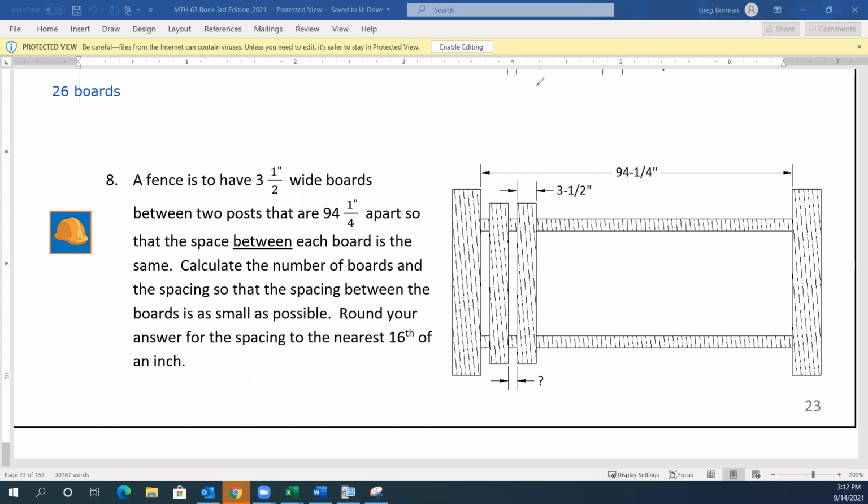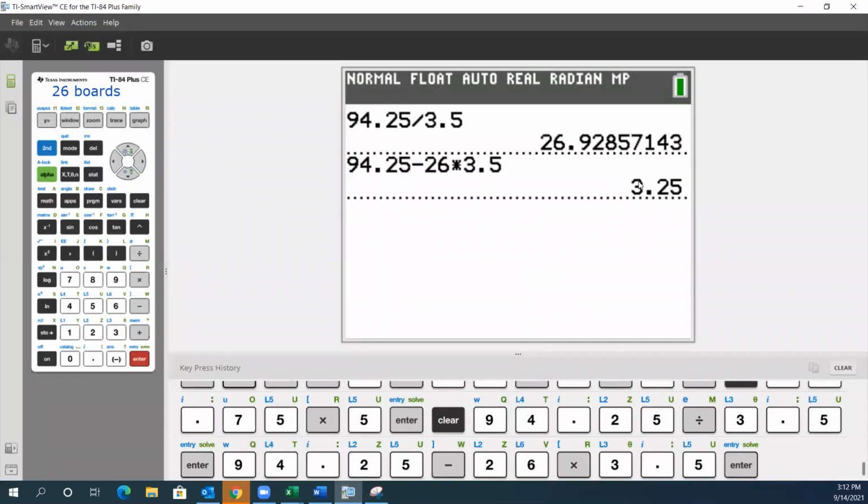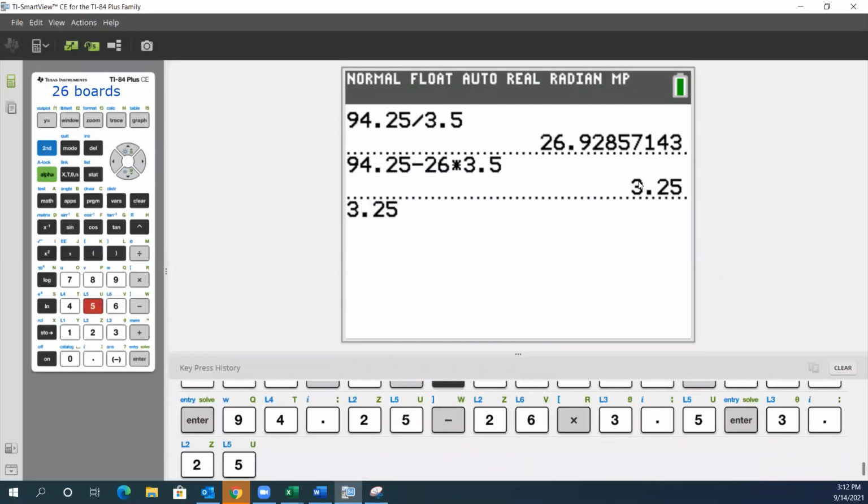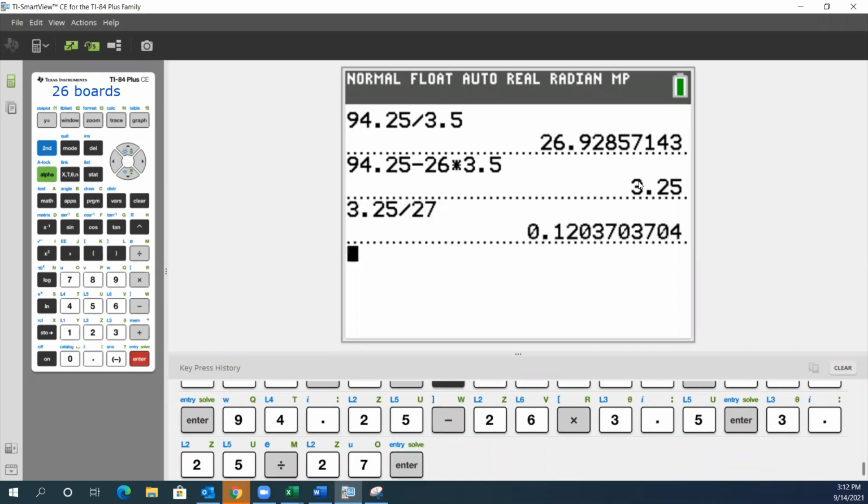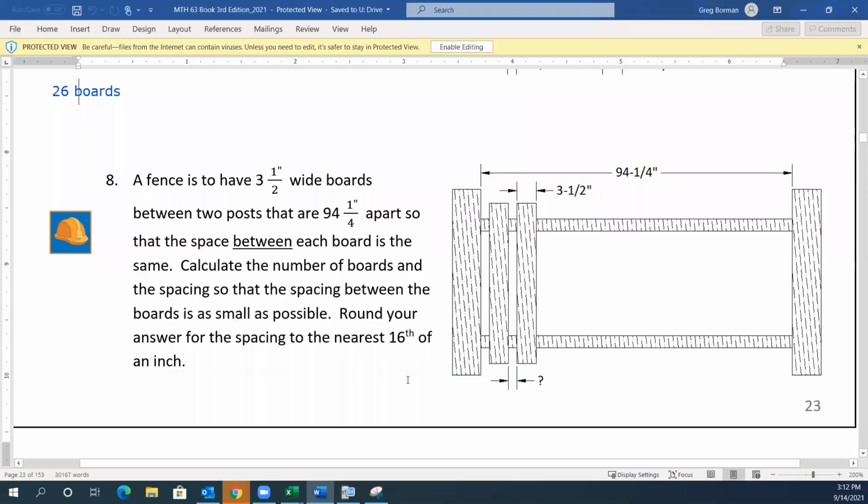All right. So we've got 3.25 inches to play with for gap. If we chop that up into 27 pieces, we get 0.12 inches for each gap. All right. So let me write that down because I'm really good at forgetting stuff. Sort of my superpower. So 0.12 inches per gap.